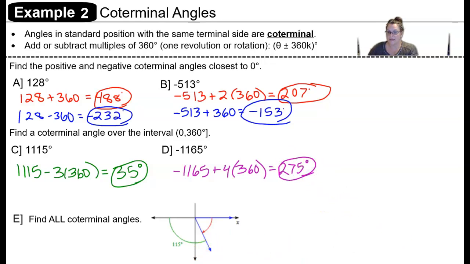Example E asks us to find all coterminal angles, and there are infinitely many of them. So we're going to need to write an algebraic expression to capture all of the possibilities. So when we look at this angle, the terminal side is in quadrant 4. We can see from the direction of the movement, starting at the initial side, we're going clockwise to that terminal side, which makes this a negative angle.